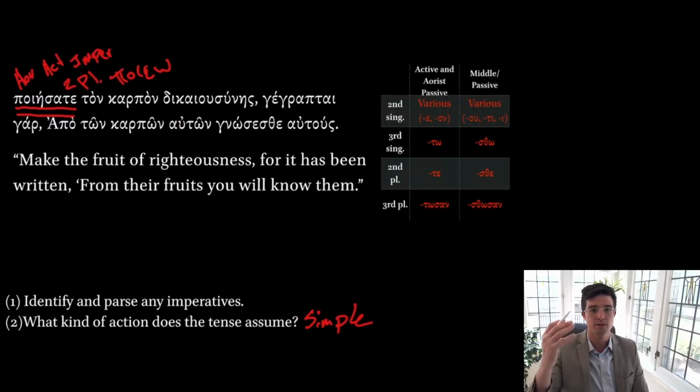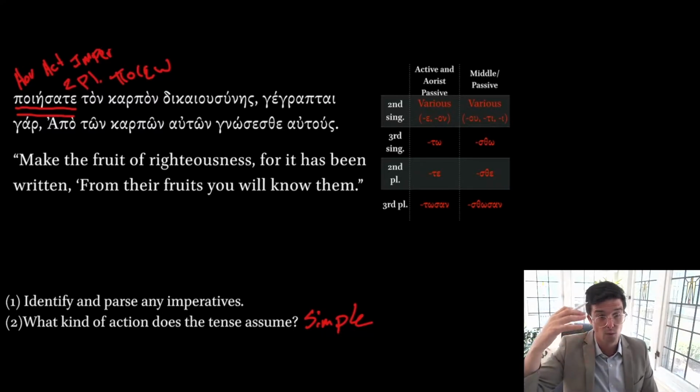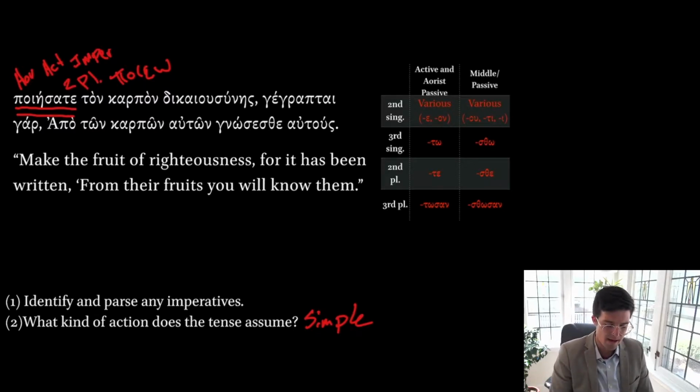So the command isn't this ongoing, "continue to make the fruit of righteousness," though that might also be implied, but it's more of a "right now, make the fruit of righteousness right now. This is really important for you to do," or "start making the fruit of righteousness." And then I'm going to make a couple other comments about the sentence here.